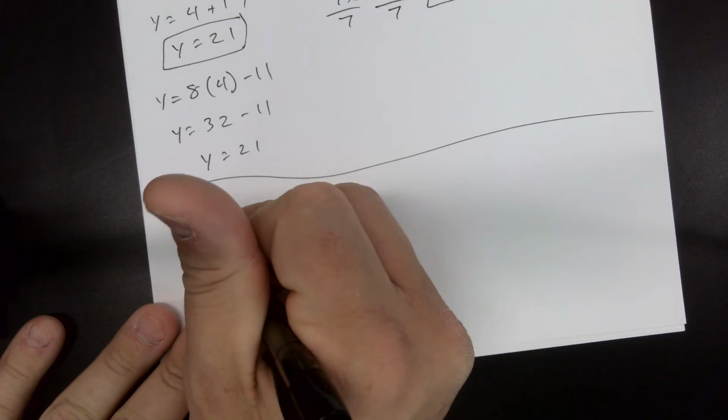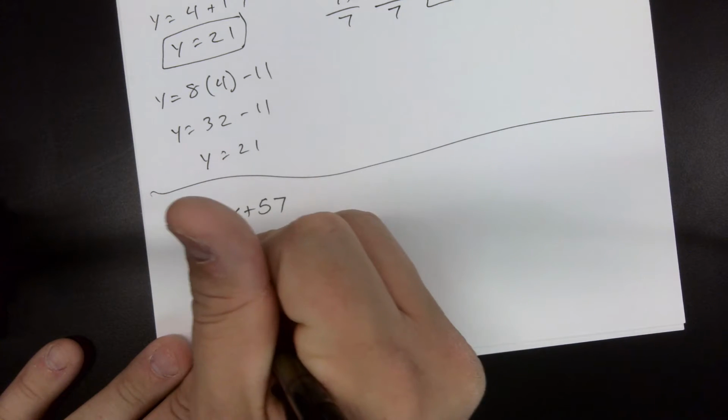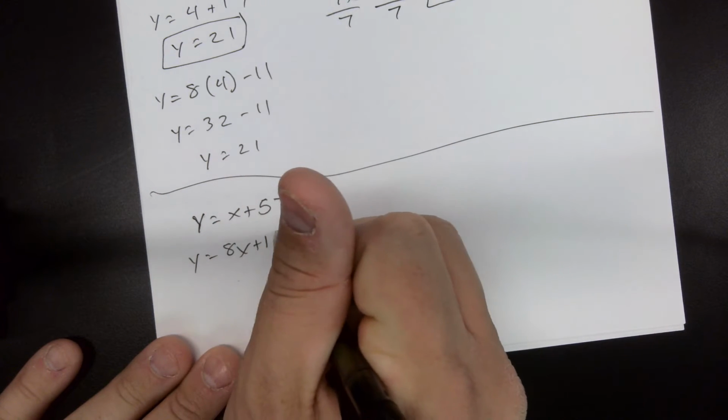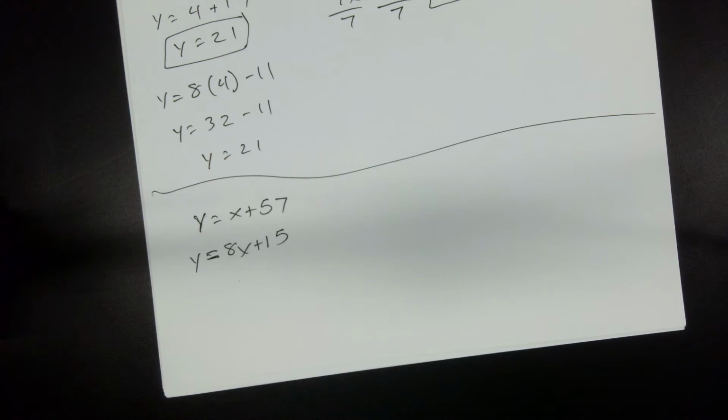So if we have y equals x plus 57 and y equals 8x plus 15, go for it. Is that what I said?